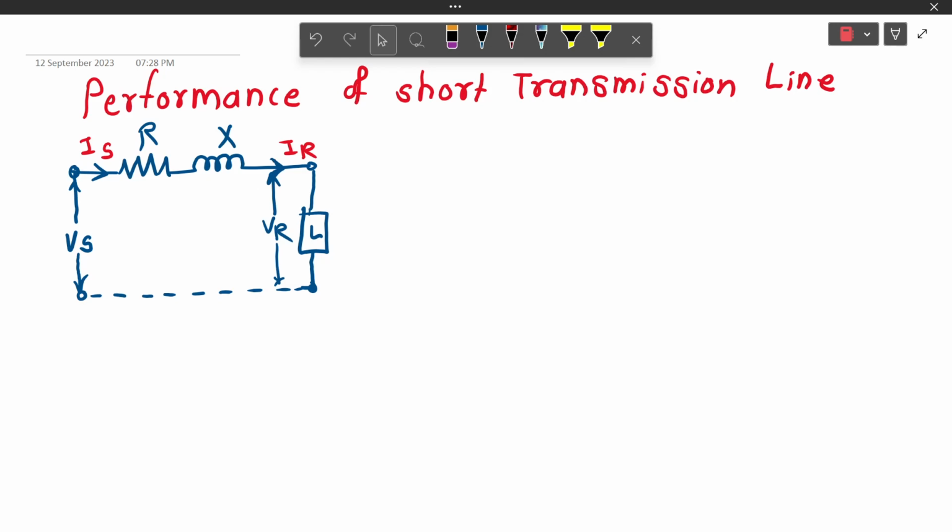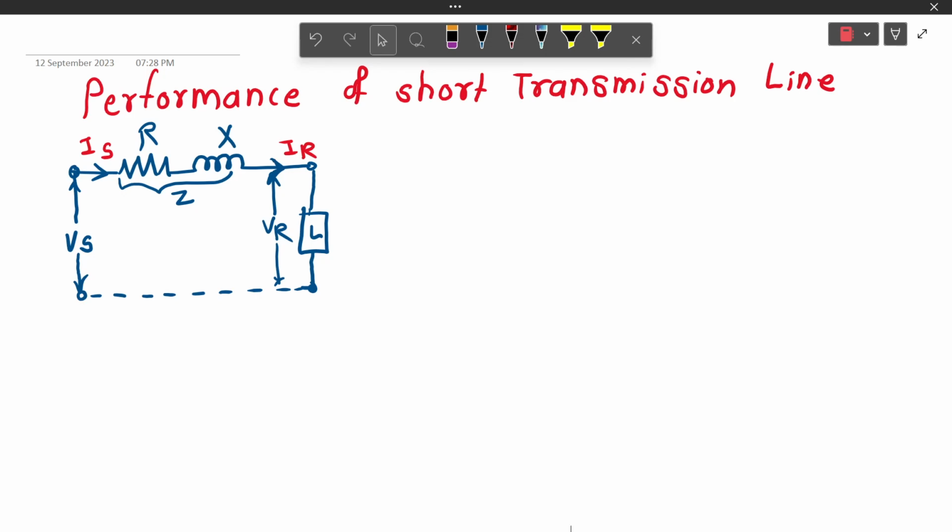Also, R is the resistance per phase, X is the reactance per phase. Hence, the total impedance of the circuit is represented by Z per phase. For short transmission line, we generally neglect the capacitance. Now, for this circuit, let us draw the phasor diagram.